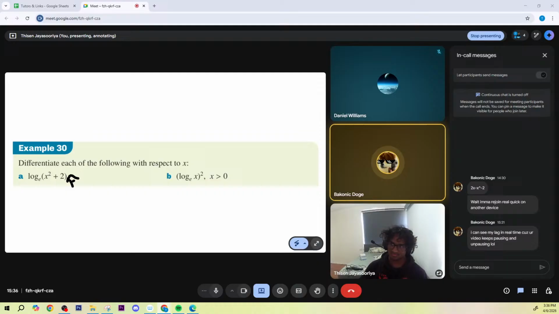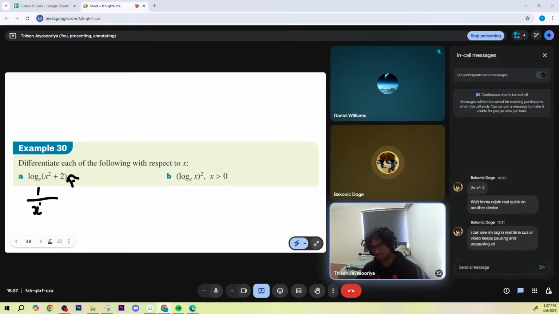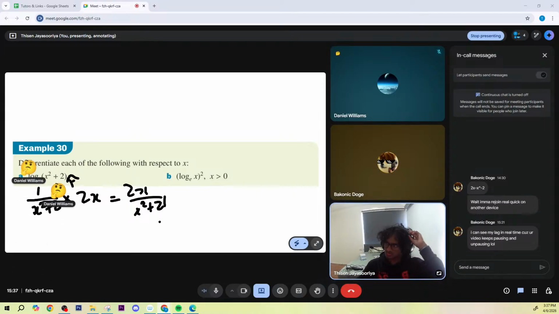Outside would be log e u, and inside would be u equals x squared plus 2. Then we have u dash, which would be 2x, and the derivative of the outside would be 1 over u, which is 1 over x squared plus 2. Then you times those together, so we get here 2x over x squared plus 2. Does that make sense?